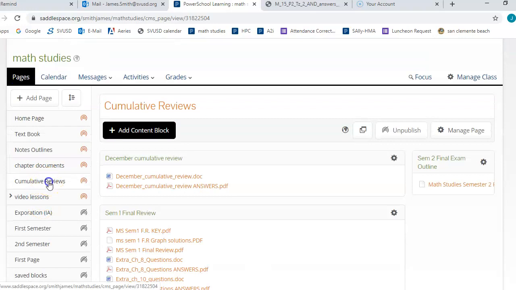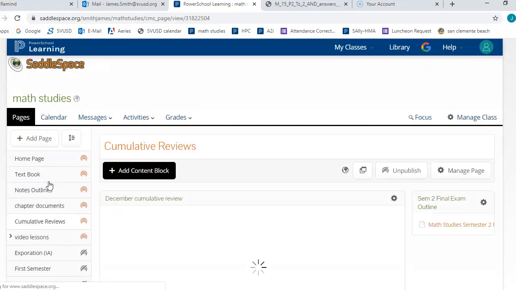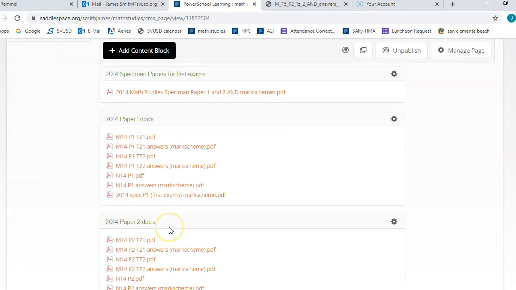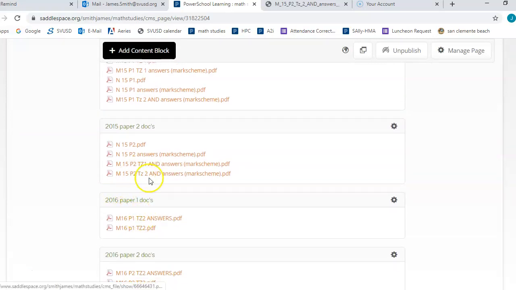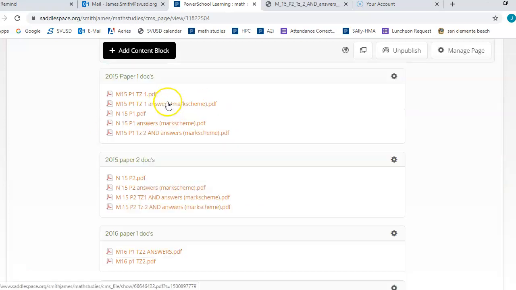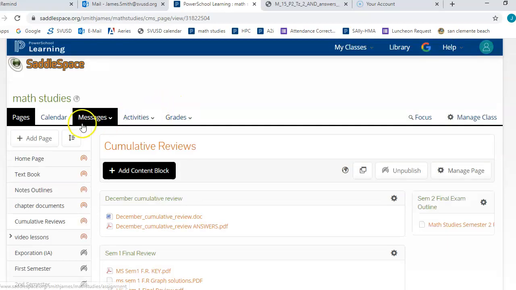and down to the cumulative reviews, it is going to be this one right here. It's the last one under the 2015 paper 2 documents. This one has the answers at the back of it, just like the previous one did. So wanted to make sure everyone was clear on this.